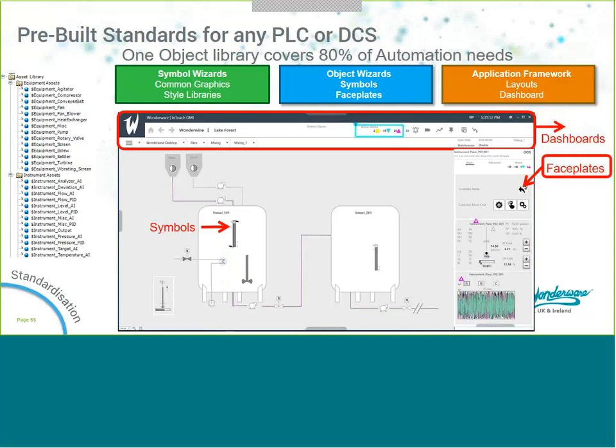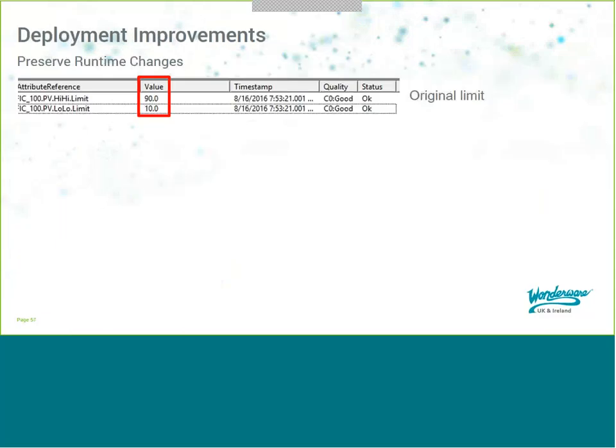So firstly, if we look at the standardization piece, these are the assets that come with the solution. It's objects in terms of object wizards, where you can choose exactly what you want and design those objects, and it covers an awful lot of your automation needs. It depends whether you're using things like pumps or fans or compressors, agitators, etc. But they do exist now out of the box.